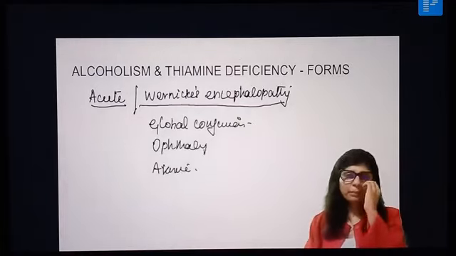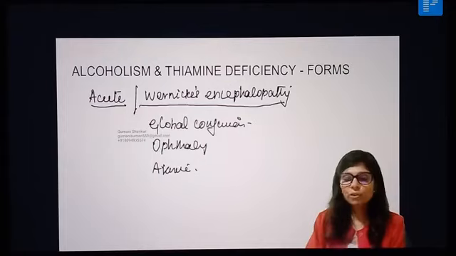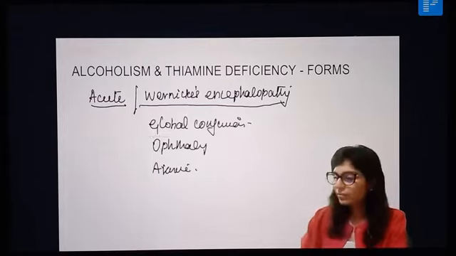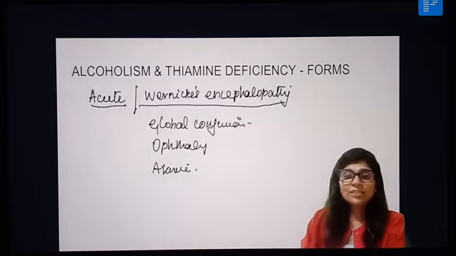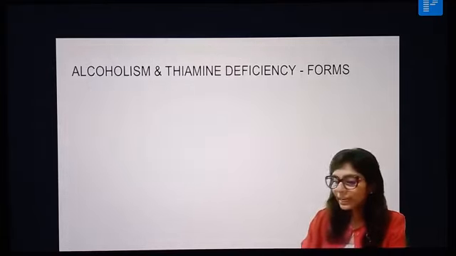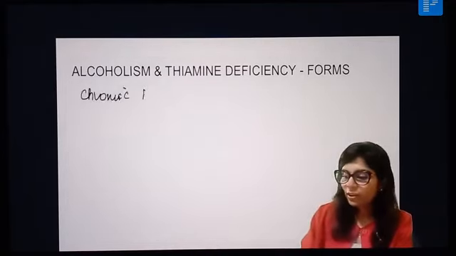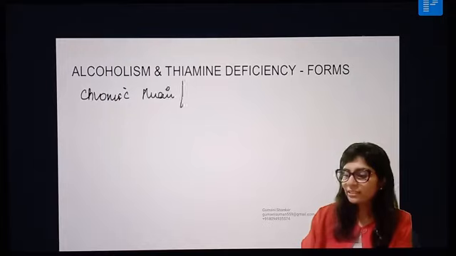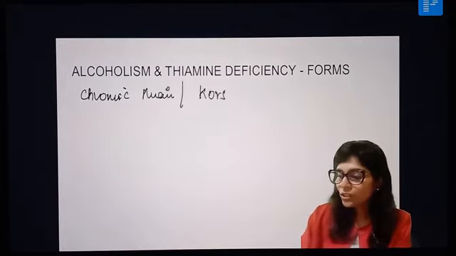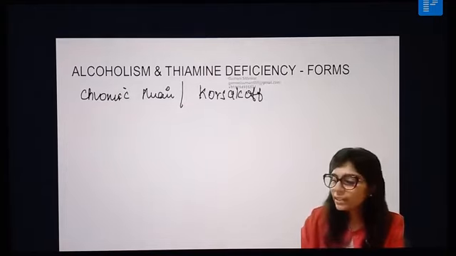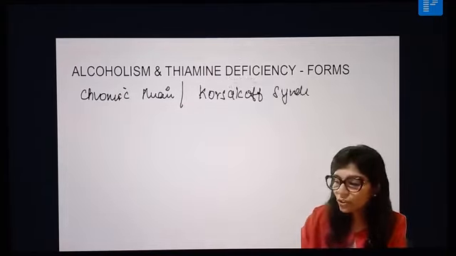And this acute thiamine deficiency or Wernicke's encephalopathy is a reversible condition. Okay. And if the person is not getting treated, the person will end up in chronic thiamine deficiency. And chronic thiamine deficiency is otherwise called Korsakoff syndrome. Okay, acute thiamine deficiency is Wernicke's encephalopathy. Chronic thiamine deficiency is Korsakoff syndrome.